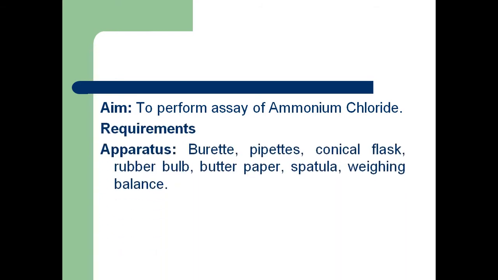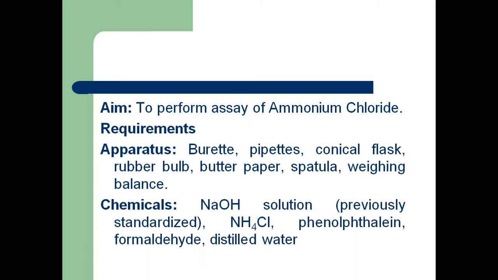The apparatus we will require are burette, pipettes, conical flask, rubber bulb, butter paper, spatula, and weighing balance. Chemicals we will require are sodium hydroxide solution, which should be previously standardized, then ammonium chloride, phenolphthalein, formaldehyde and distilled water. Phenolphthalein here is the indicator.